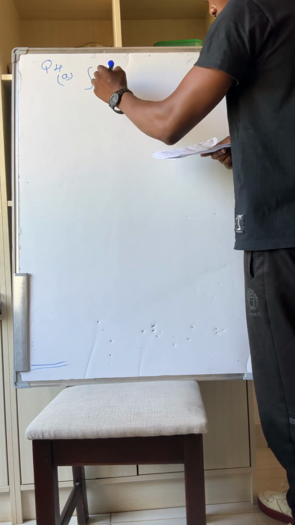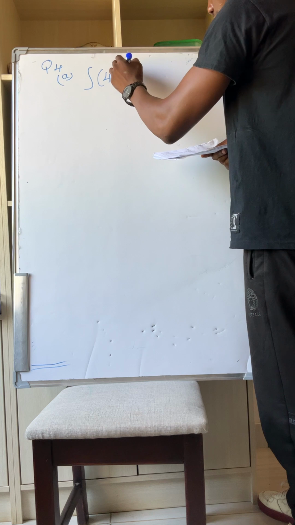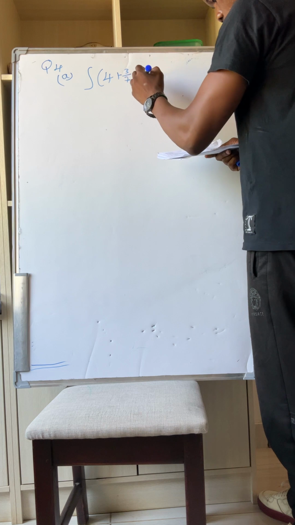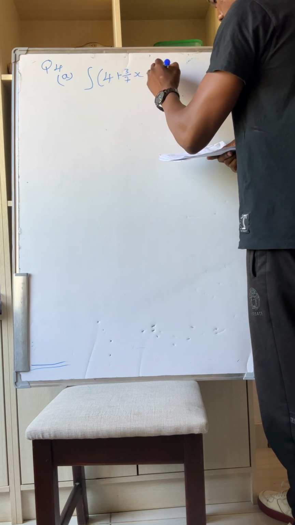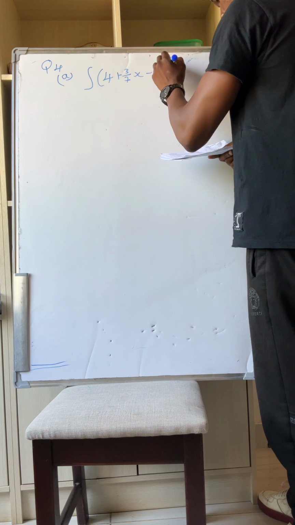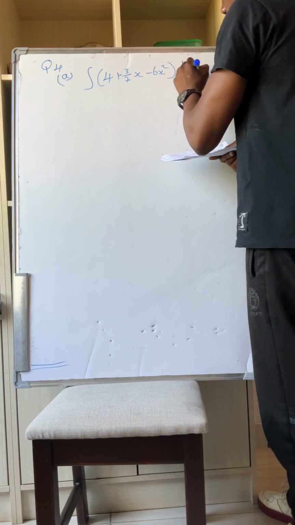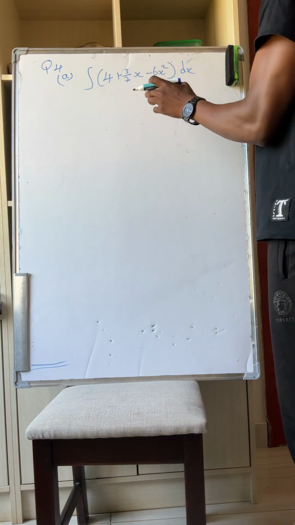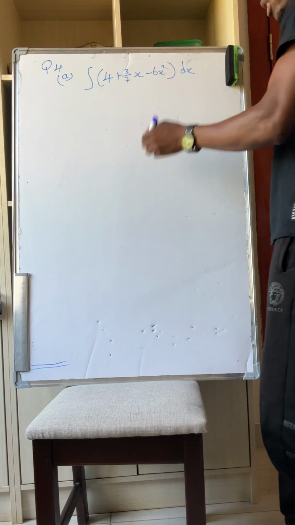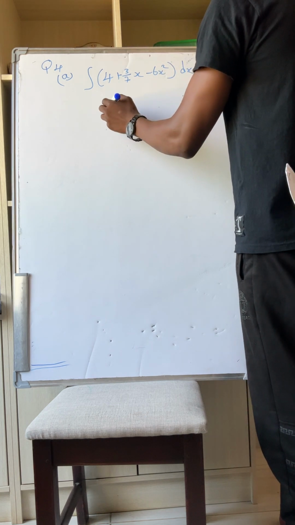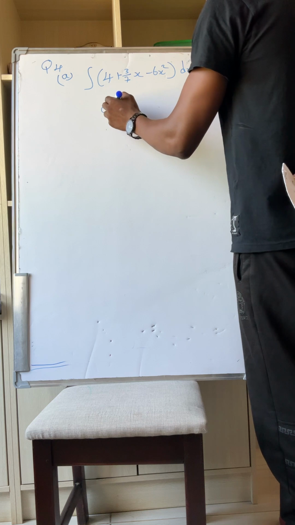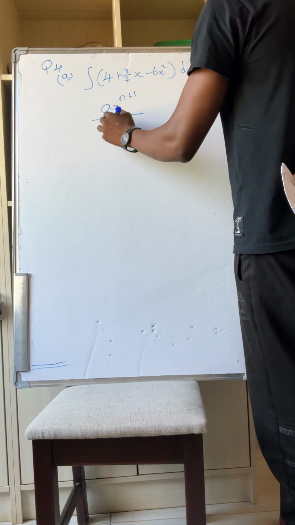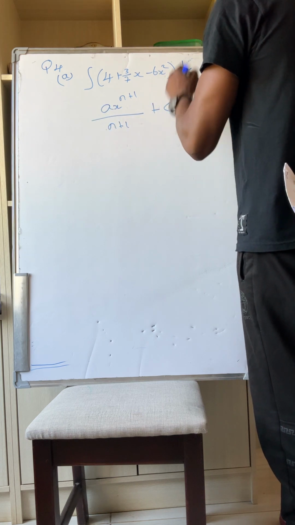of 4 plus 3 over 7 x minus 6x squared dx. Okay, so integrate. How do you integrate this one? We're going to use the same formula of integration: a x^n becomes a x^(n+1) over n plus 1, plus c.